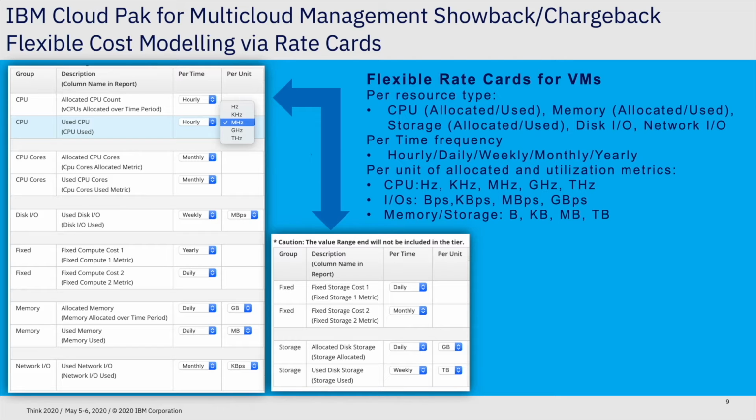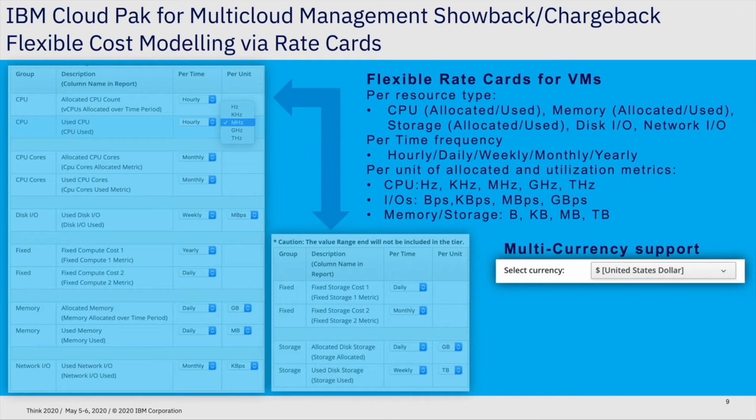From a capability standpoint, the chargeback and showback capabilities of the Multi-Cloud Management Cloud Pak allow variable and flexible cost modeling rate cards. You can define rate cards for VMs based on CPU allocated and used, memory allocated and used, storage, disk I/O, and network IOs. The time frequency is also very flexible: hourly, daily, weekly, monthly, yearly. And the unit that can be measured in order to apply cost rates can vary from CPU compute utilization to IOs and memory storage.